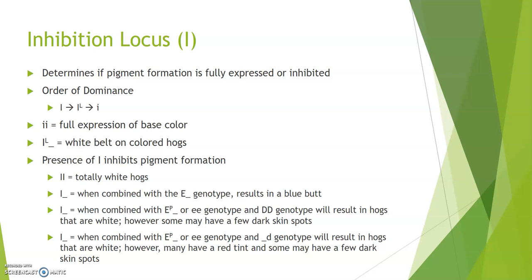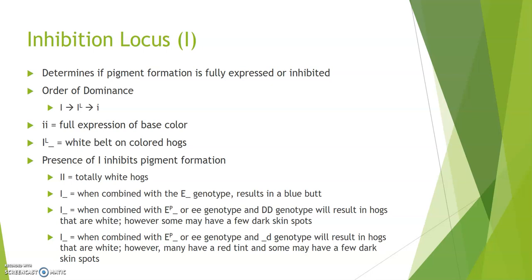And a good example of this is if we look at a Hampshire. So a Hampshire is big E, but has an I super L, and so you see the belt. So basically, when you see a genotype with I super L in that first spot, and it also can be in the second as well, you're going to have a white belt on a colored hog.